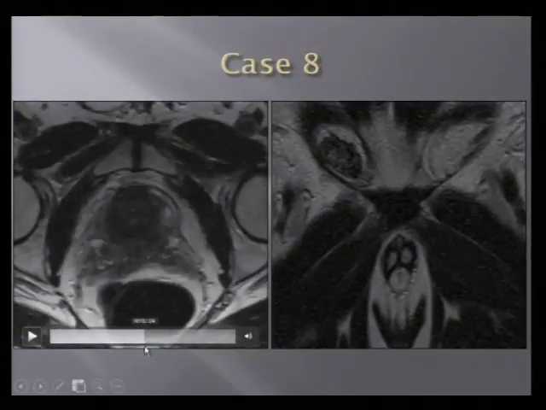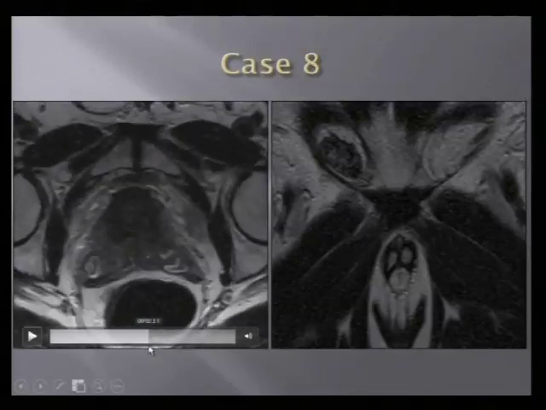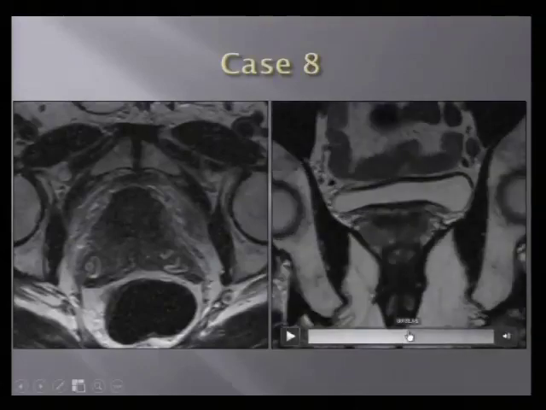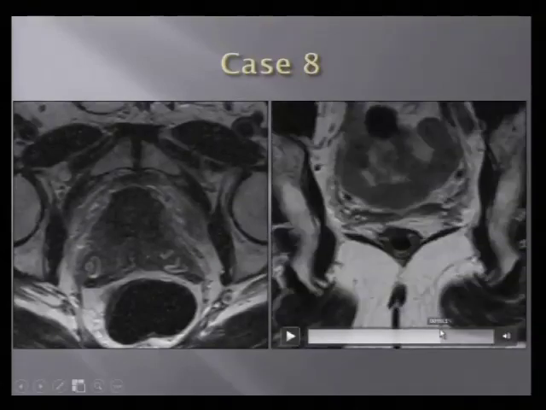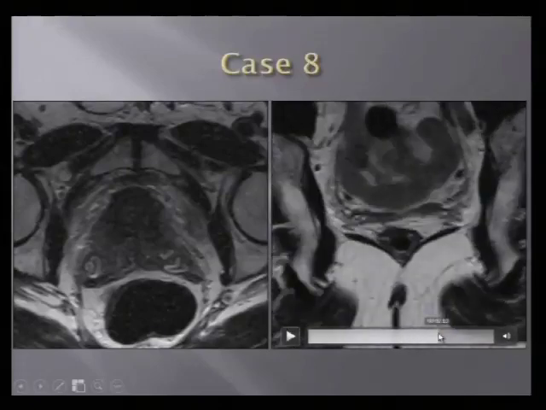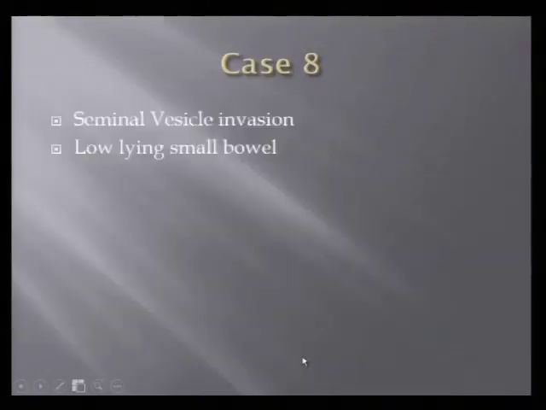And this is a floored seminal vesicle invasion. You can see the bases of the seminal vesicles there are completely involved. Right there. And then interestingly enough, or actually I think it's the last case, the bowel looks okay here. Oh, there is a little bit of low-lying bowel.